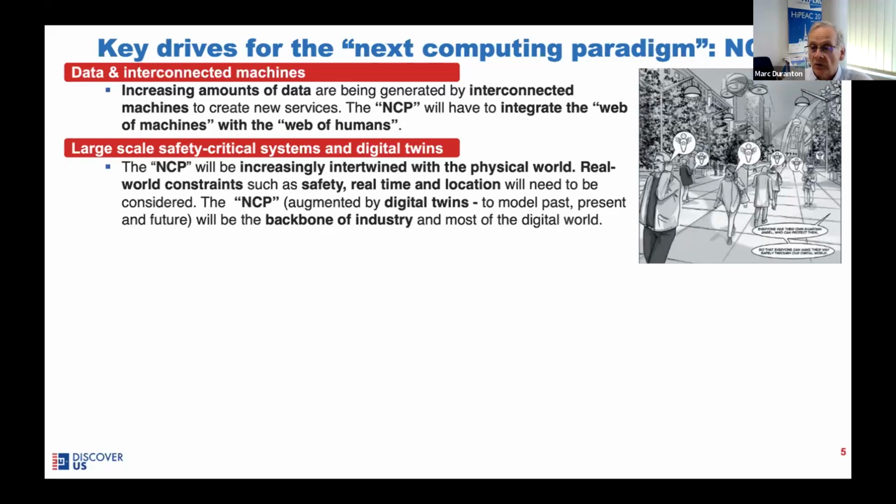So that means that in computing systems, we will now need to cope not only with the web requirements, but also with the CPS requirements, meaning real-world constraints like safety, real time, latency, location, and things like that. So it is important to have a new paradigm that could expand classical computing to take into account these new requirements.